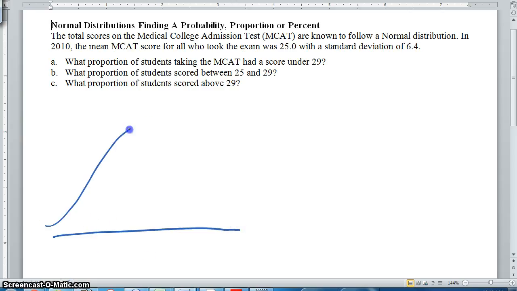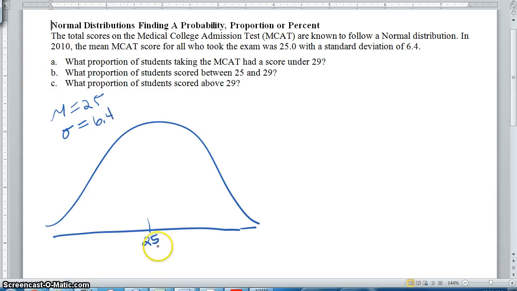So what that means is that they'll have a distribution something like this for the scores with a mean of 25. So that means mu is equal to 25, and sigma is then equal to 6.4, which is our population standard deviation and population mean. So our population mean is 25.